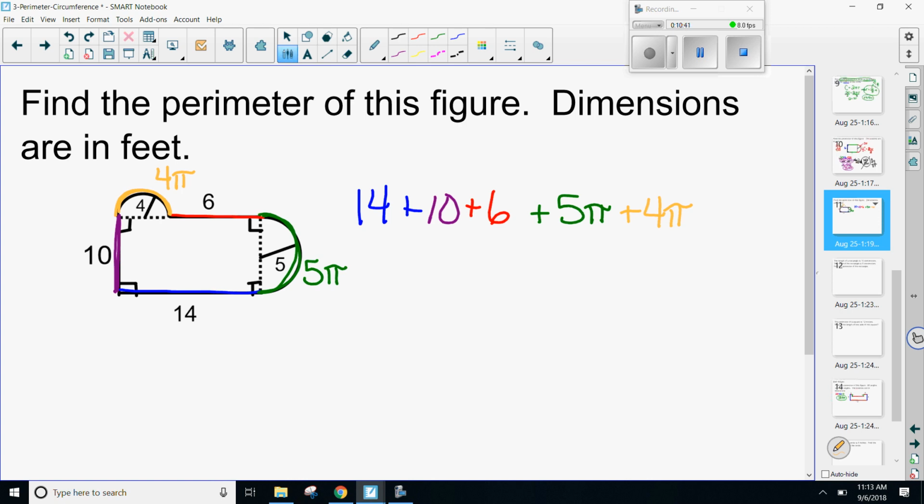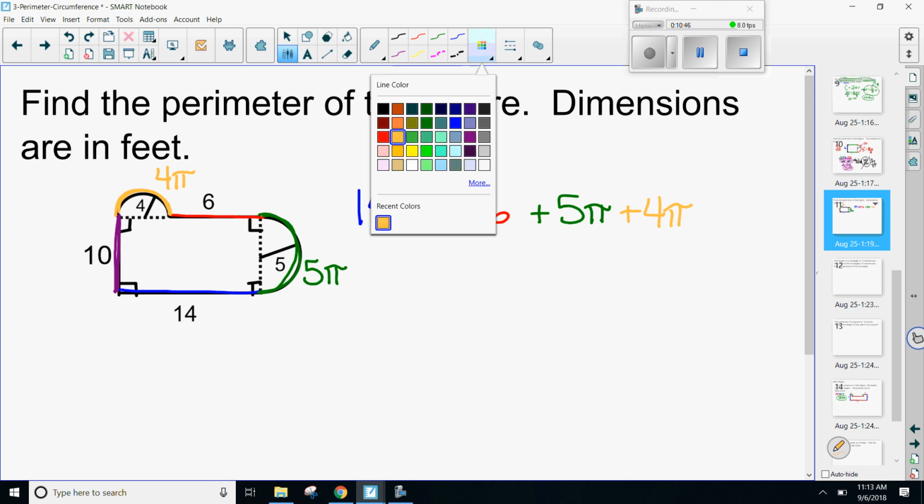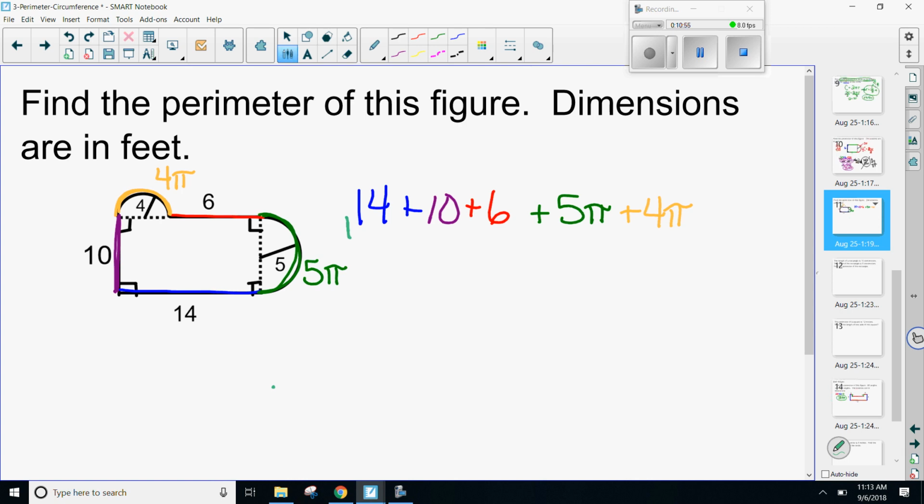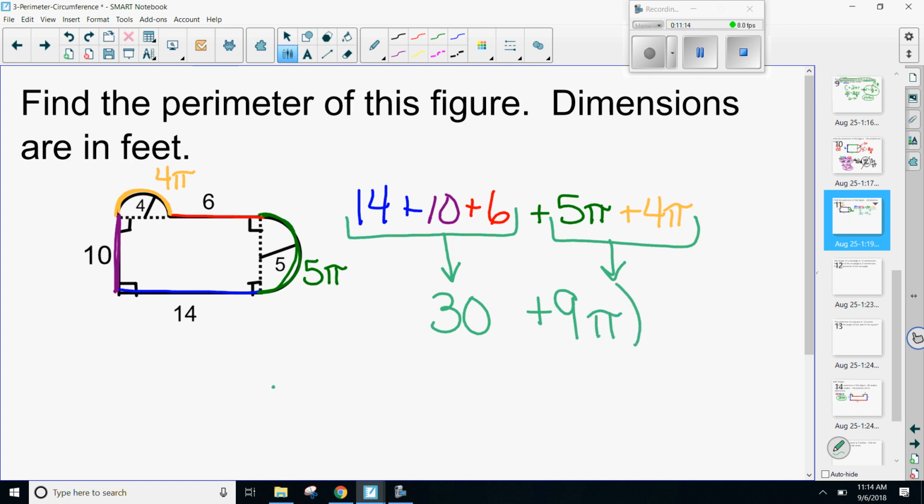So now I talked about how you can leave it in terms of pi. What do you group together when they're in terms of pi? We group the line segments together. What are the line segments? The 14, 10, and 6. Those are the line segments, the straight parts. What's that going to give you? 30. And then what do I do about the curved segments? You group those together, so I can add these together, which gives you how much? 9 pi. So you can leave your answer in this format. Dimensions are in feet. This is a way you can leave your answer, which is the form Garrett left it in.